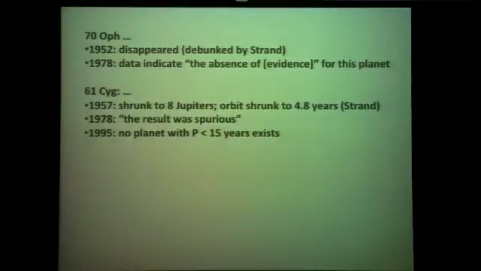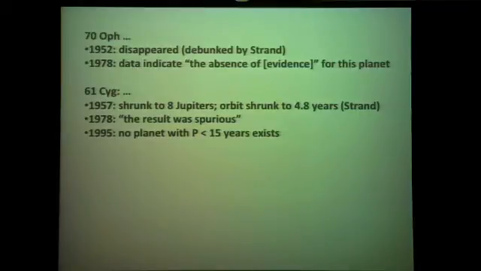What happened? Well, both of those planets disappeared. In 1952, 9 years later, Strand, the astronomer who had discovered the first planet, announced that the 70 Ophiuchi planet, discovered by the folks at Virginia, didn't exist. He had debunked that one. So the 70 Ophiuchi planet was gone for good at that point. There was one other report made in 1978 in which some other folks reported that the data for 70 Ophiuchi indicate the absence of any evidence for this planet. It doesn't exist. It never existed. The original discoverers desperately wanted to find a planet. They saw a planet where there was no planet because they wanted to find it.